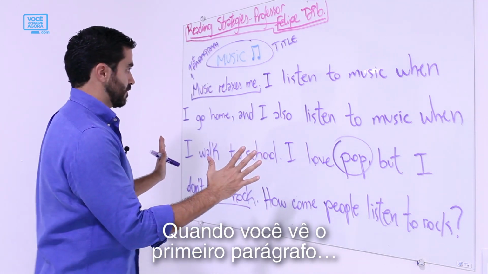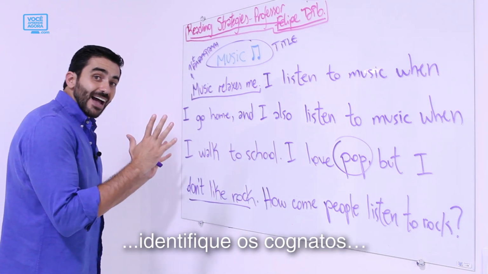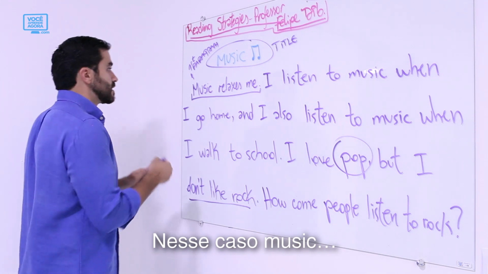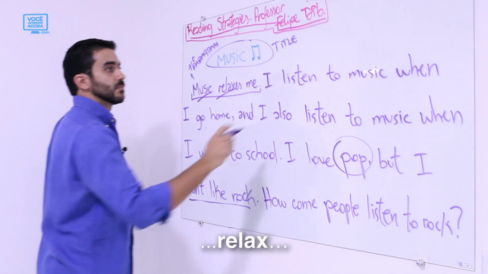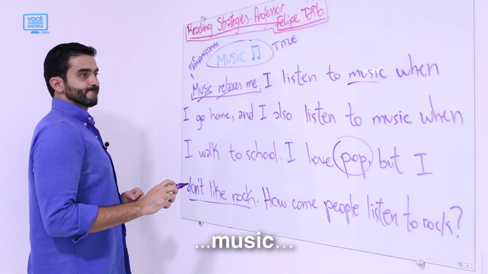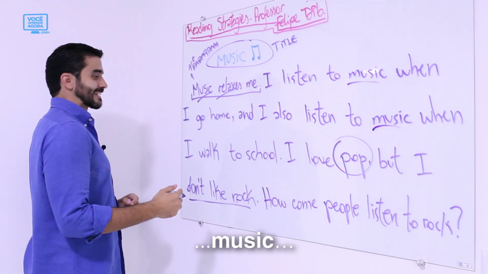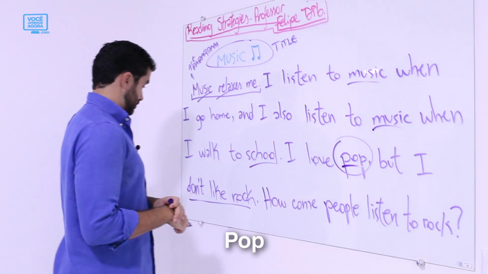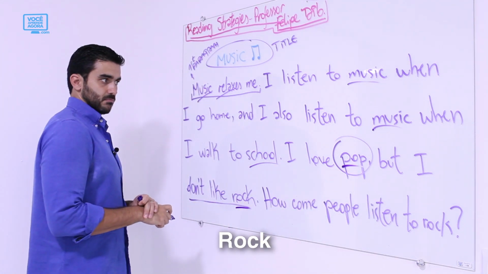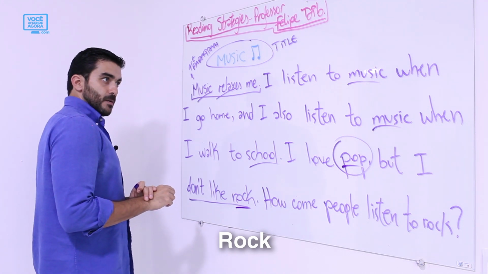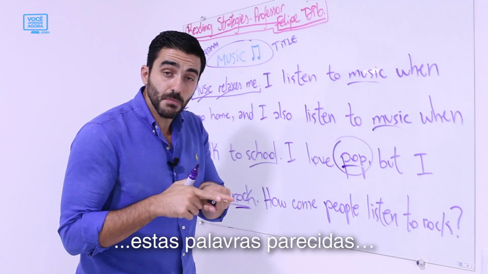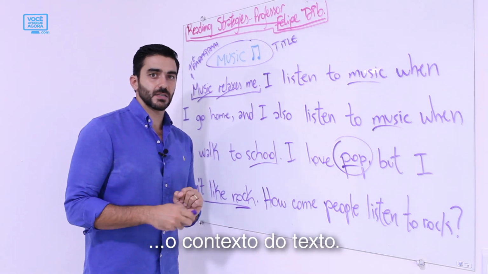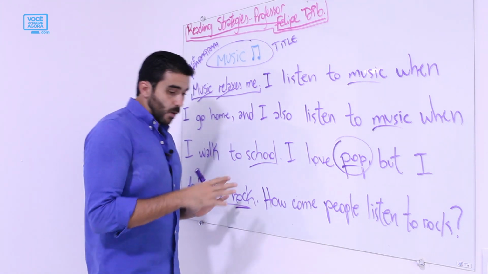When you check the first paragraph, identify the cognates, the words that are similar between English and Portuguese. In this case, music, relax, music, music again, school, pop, rock. These cognates, these similar words help you identify the context of the text. Okay.